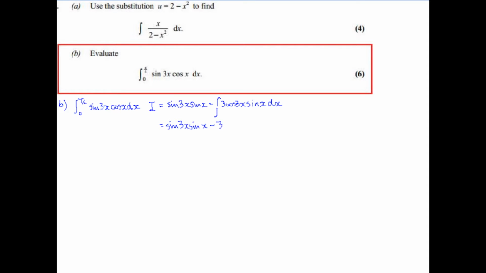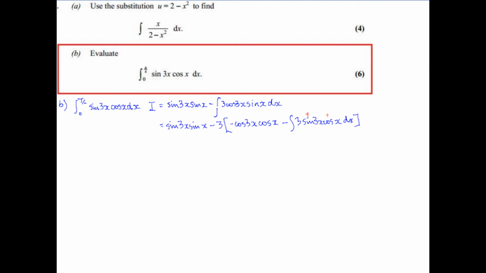I'm going to take the minus 3 outside the bracket, and then I'm integrating cos 3x sin x by parts. So leave the cos 3x alone, and integrate sin x, and when I integrate sin x, I get minus cos x. Then I take away the integral of differentiating the cos 3x, and integrating the sin x. So I differentiate cos 3x, I get minus 3 sin 3x, and I integrate my sin x, I get minus cos x again.